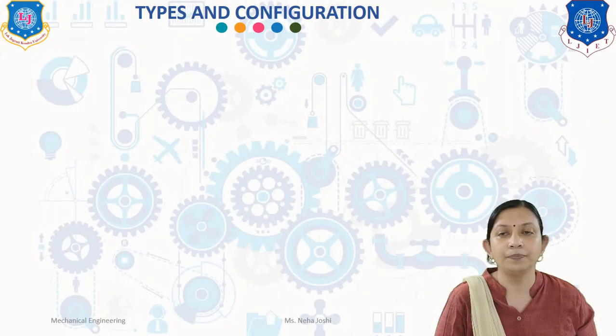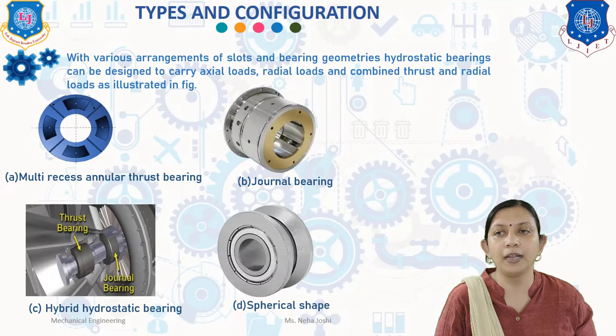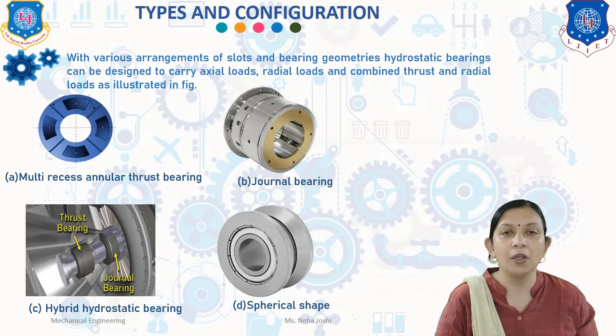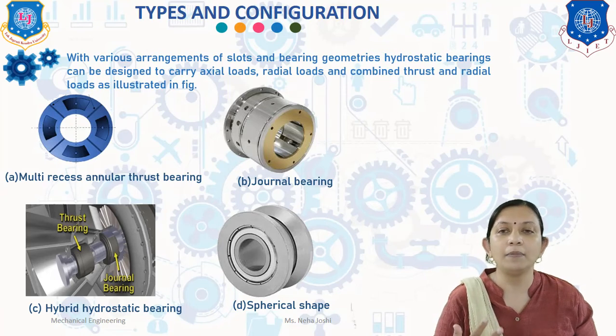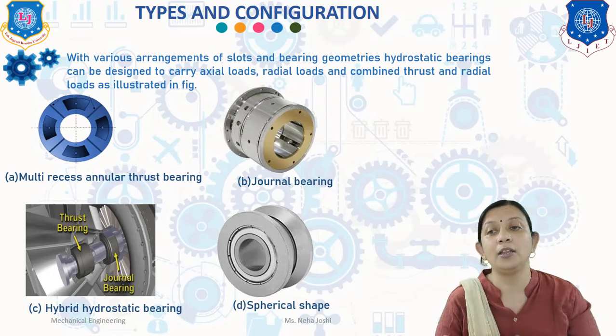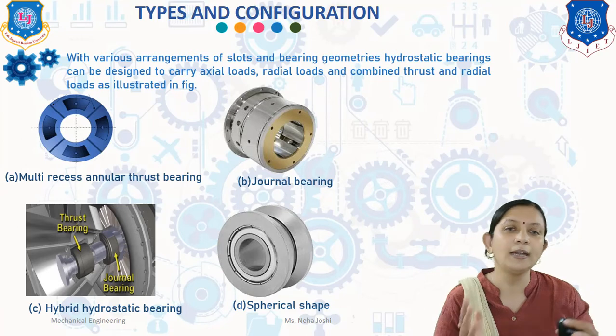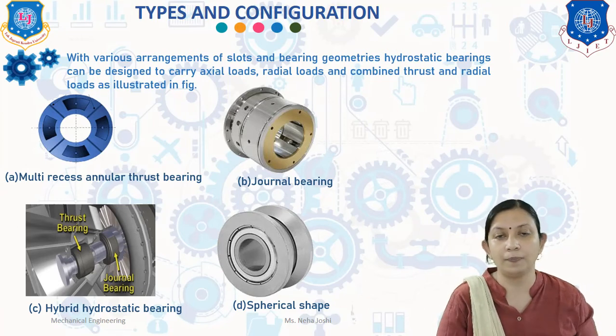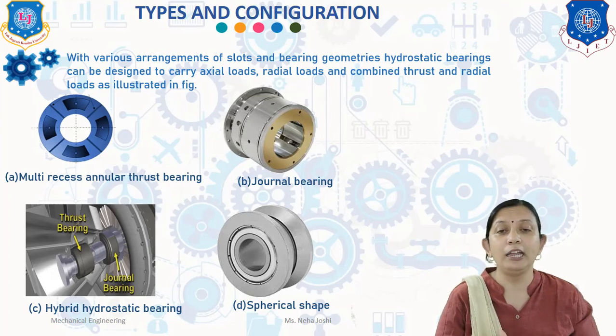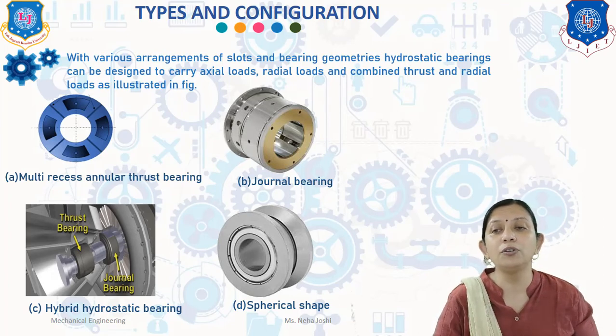First of all, we will discuss the different types of hydrostatic bearing. What is a hydrostatic bearing? What are the different kinds of hydrostatic bearing? With various arrangements of slots and bearing geometry, hydrostatic bearings can be designed to carry axial loads, radial loads and combined thrust and radial loads, as you can see here in the figure. Figure A and figure B show the configuration of thrust and journal bearing respectively.